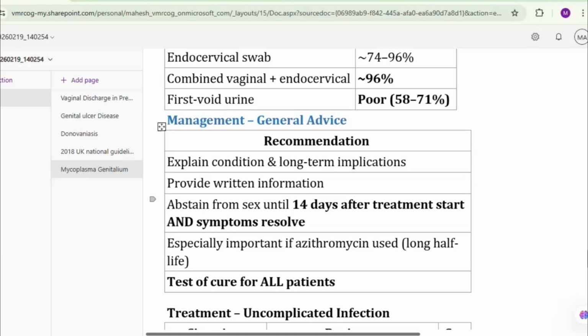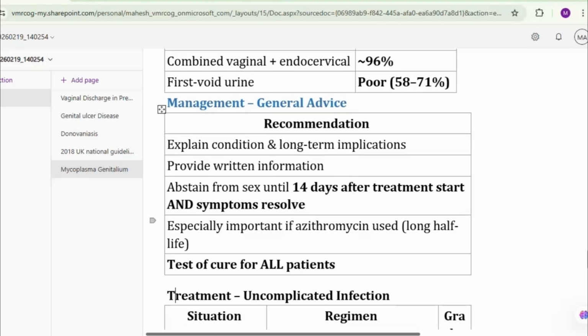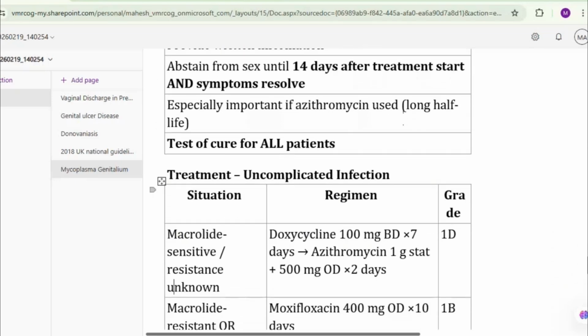These are a few points we should remember from the Part 3 examination point of view especially. We have to explain the condition and long-term implications. We will provide written information. The patient should abstain from sex until 14 days after the treatment starts and symptoms resolve. This is especially important if azithromycin is used, as it has a long half-life. Test of cure is done for all patients.